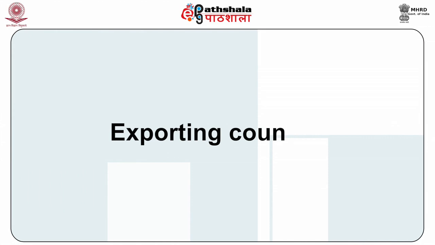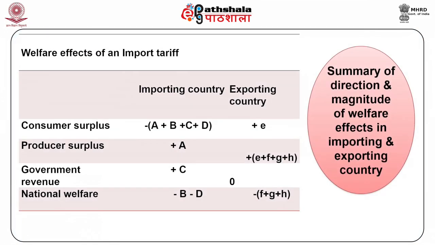Exporting country government. There is no effect on the exporting country government as a result of the importer's tariff. Exporting country. The national welfare effect is calculated by summing up the gains and losses to consumers and the producers. Since all the three components are negative, the importer's tariff must result in a reduction in national welfare for the exporting country. The table provides a summary of the direction and magnitude of the welfare effects to producers, consumers and the government in the importing and exporting countries.